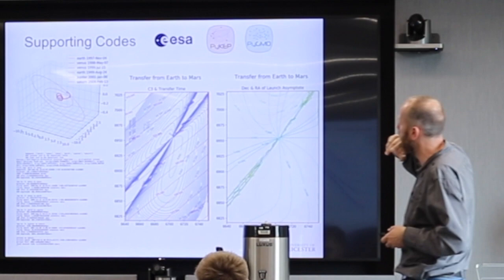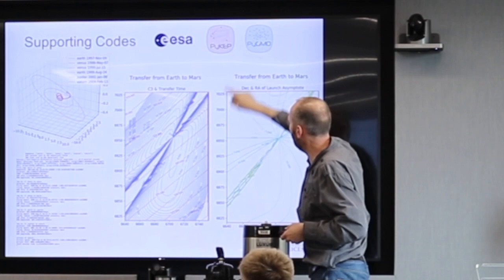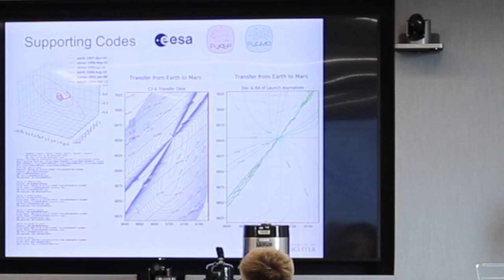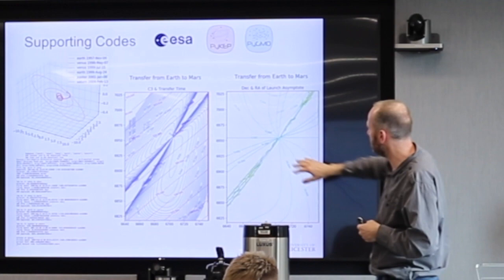PyKEP is a Python implementation of a Keplerian orbital mechanics toolbox. PyGMO is actually non-specific to orbital mechanics, but it's a set of non-linear optimization codes. And by combining those two things together, you can do some really great work on calculating gravity assist initial parameters, beneficial encounters, and so on. One of the easy gets from PyKEP and PyGMO is the ability to produce things like this. These are pork chop plots.